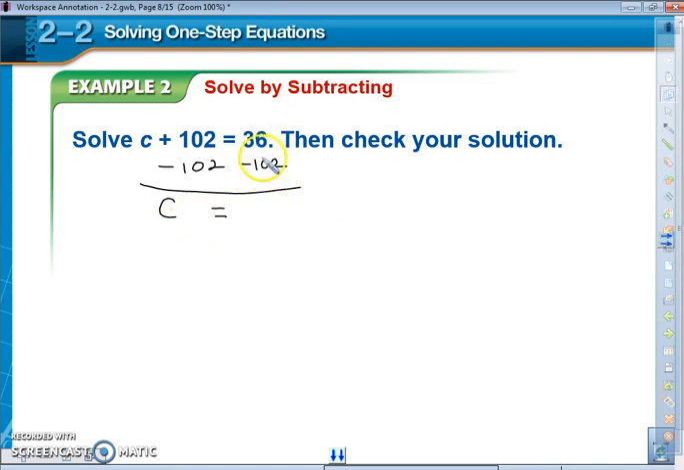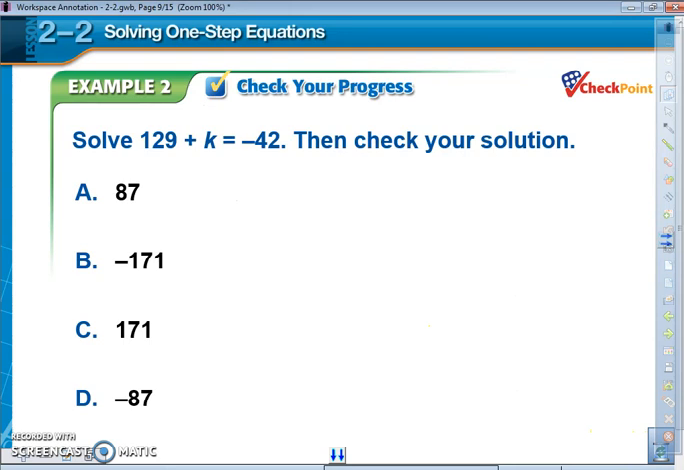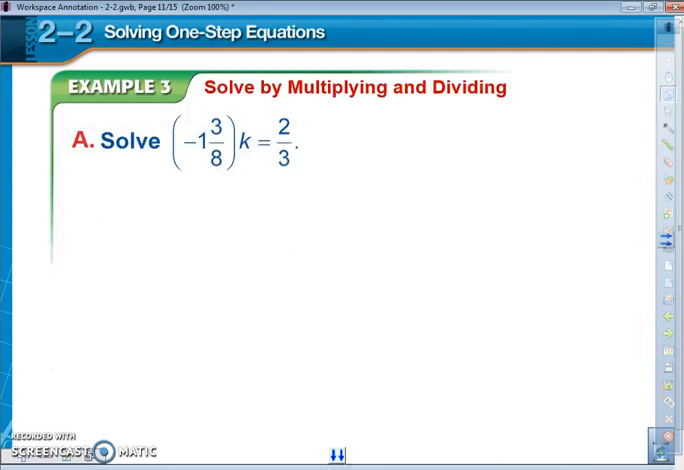Right here, 102 minus 36. So, got to borrow, let's see, 6, 10, 9, what is that, 66? A negative 66 right there. All right, put that in. Put that number right there, bring it back up and put it into C. Check it, and it works. All right. I'm going to skip that. You can do that one if you want, but here we go.